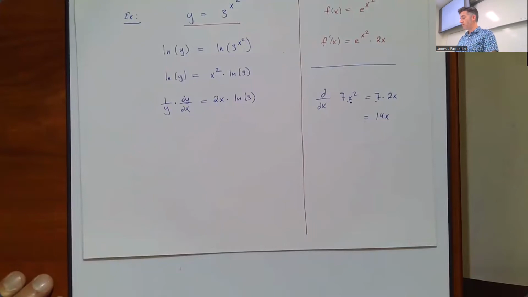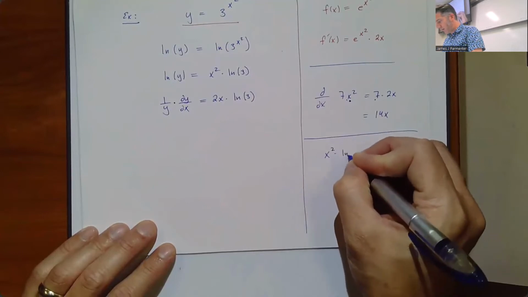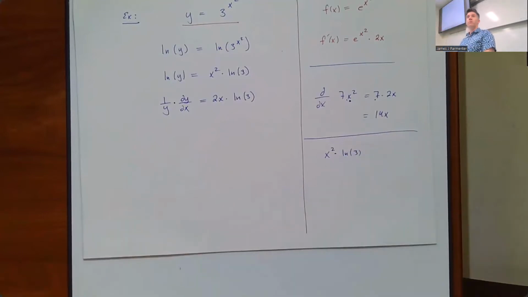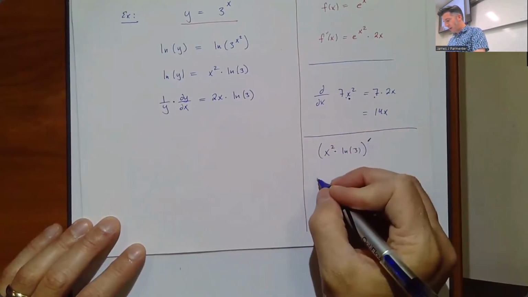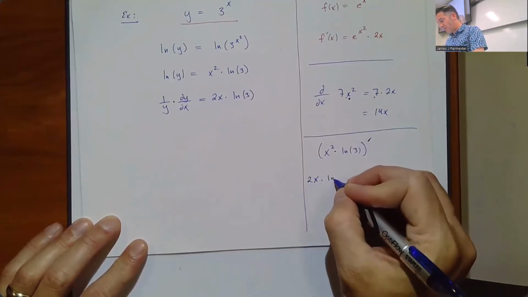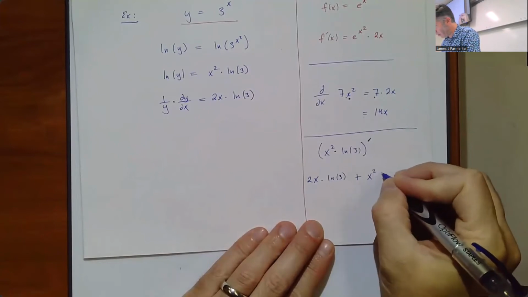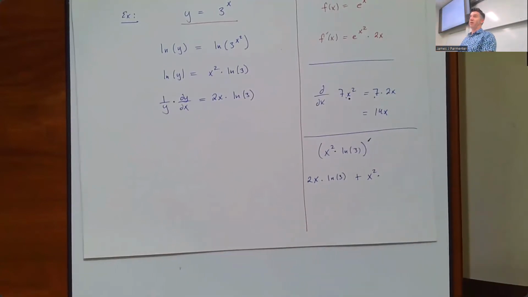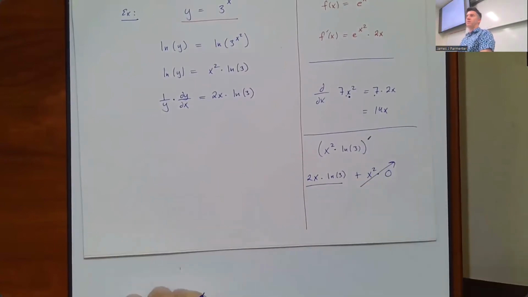Or, if you prefer, you can think of it this way. If I want to find the derivative of x squared times natural log of 3, I could use the product rule. The derivative of x squared is 2x, and I leave the other piece alone. I add, and then I switch it up. I leave x squared alone, and I multiply by the derivative of the natural log of 3. It's 0, right? Because it's a constant. So we get 2x times natural log of 3.